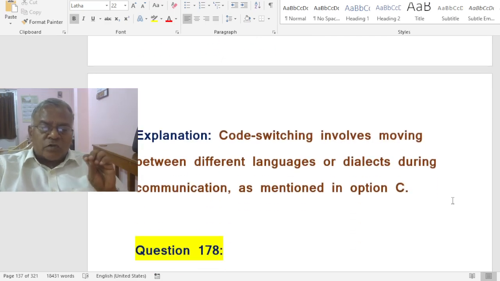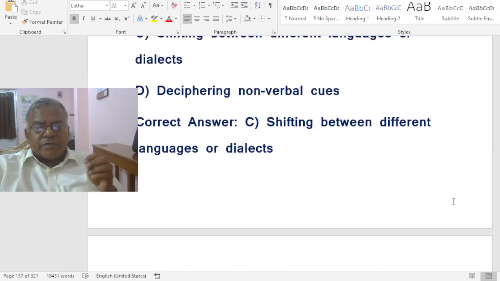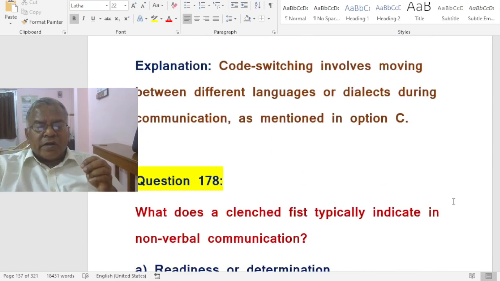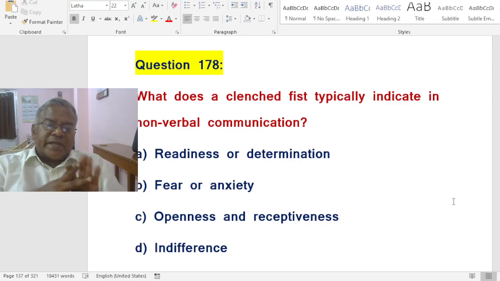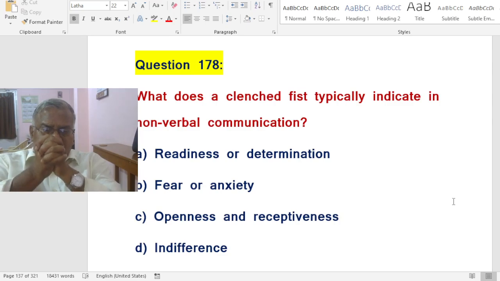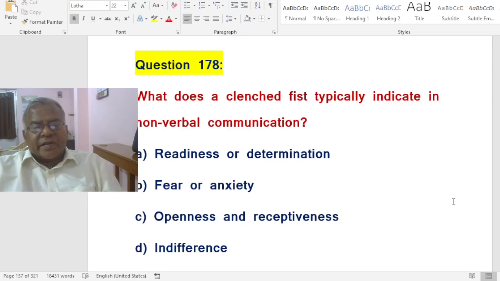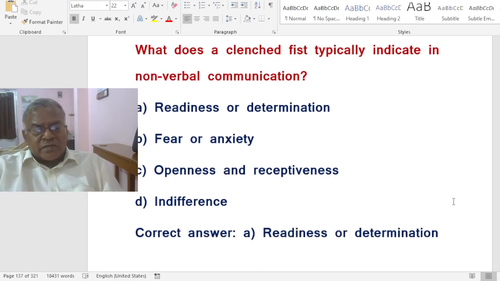Code switching involves moving between different languages or dialects during communication, as mentioned in option C. What does a clenched fist typically indicate in non-verbal communication? Clenched fist, like this.